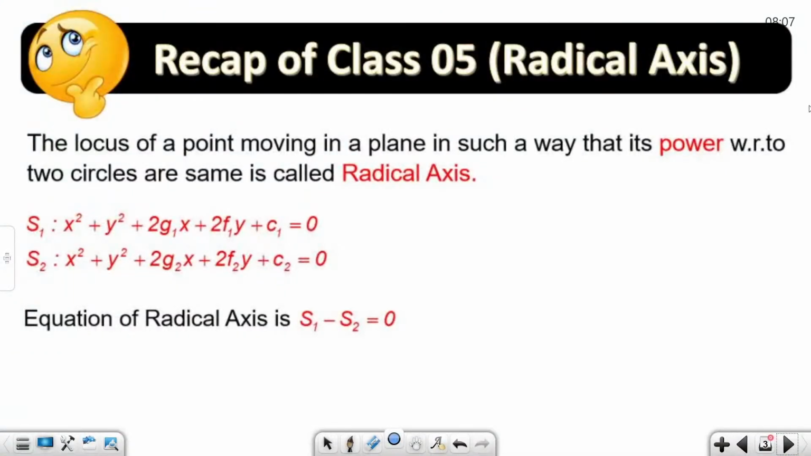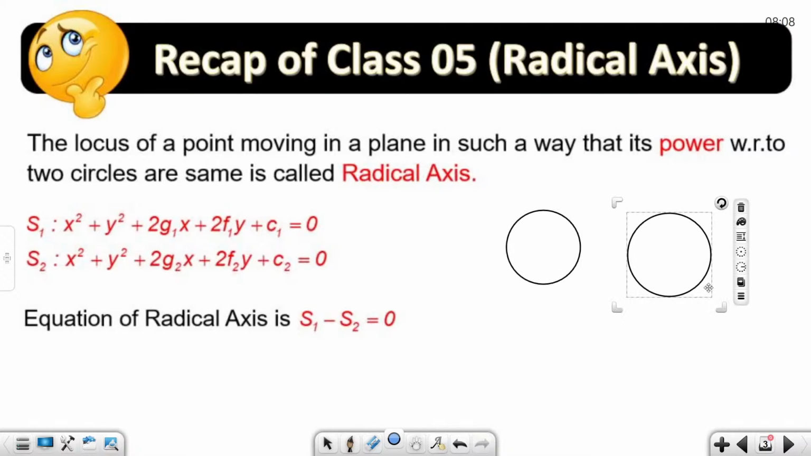So let us start today's tutorial, as I told you, by revising the subtopics of circle that we have completed in the previous class. We have learned what a radical axis is. It is basically the locus of a point moving in a plane in such a way that the power of the point with respect to two given circles will be equal, right?